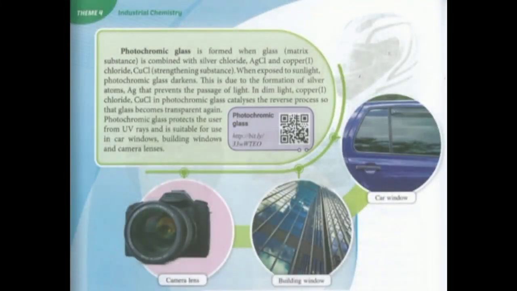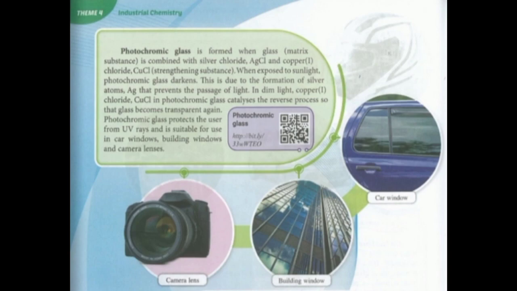Photochromic glass is formed when glass as matrix substance is combined with silver chloride (AgCl) and copper(I) chloride (CuCl) as strengthening substance. When exposed to light, photochromic glass darkens. This is due to formation of silver atoms, Ag, that prevents the passage of light. In dim light, copper(I) chloride, CuCl, in photochromic glass catalyzes the reverse process so that glass becomes transparent again.